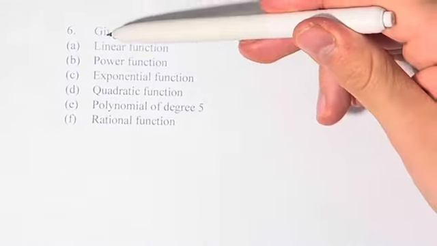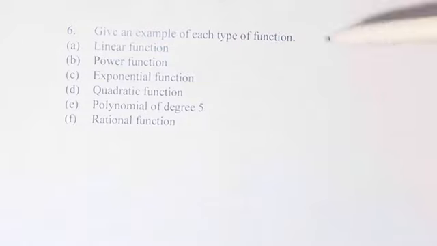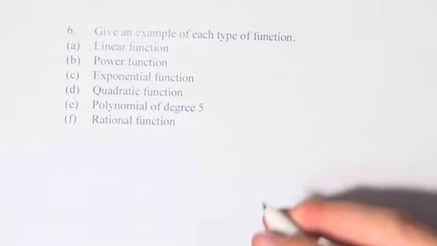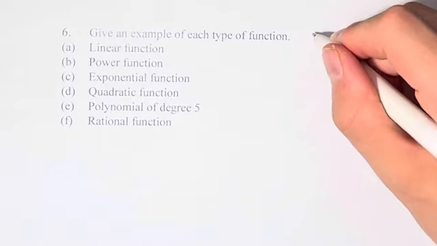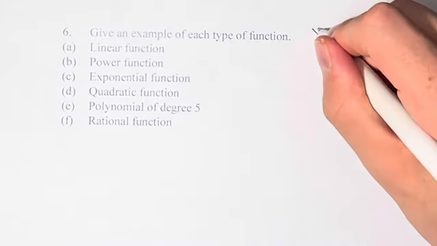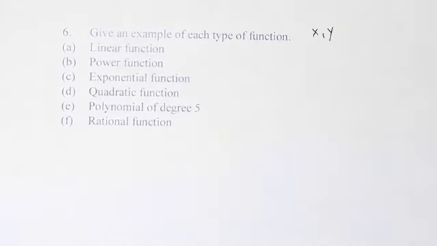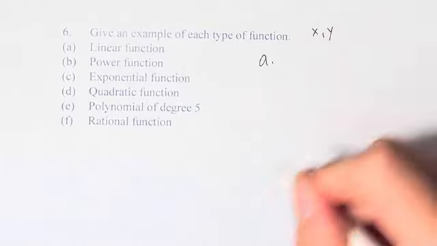In this problem, we're asked to give an example of each type of function. So I'm just going to go through all of these, and I'm going to use probably the most common variables, x and y. And I'm going to keep it as simple as possible. I'm not going to use any coefficients or addition that we don't need. And we're just going to go through the types of functions.